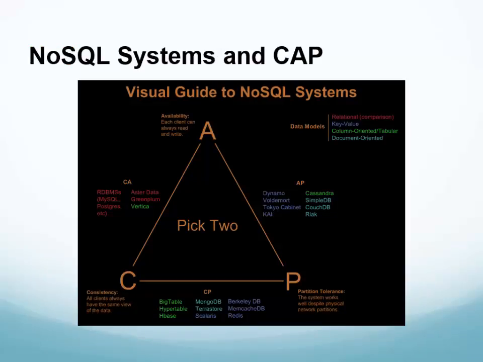Visual guide to NoSQL systems. Availability: each client can always read and write.